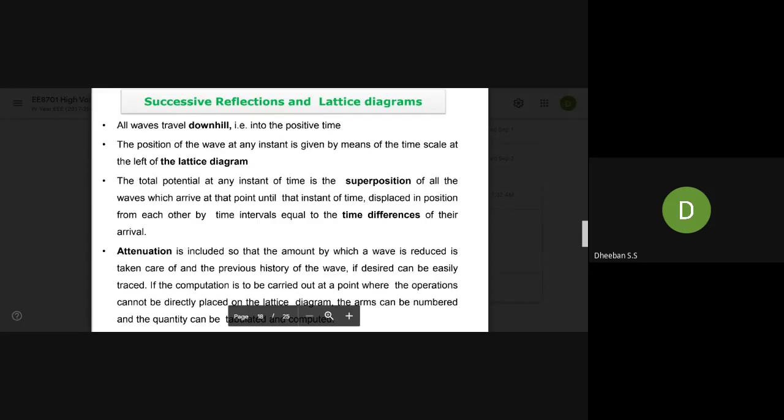Here what they are saying is the total potential at any instant of time is the superposition of all the waves. This is similar to your KCL. In KCL, if there is a node, the current entering the node will always be equal to the current leaving the node. Similar to that, this point comes out.